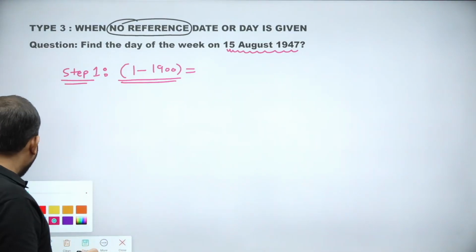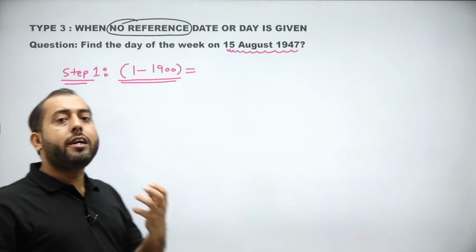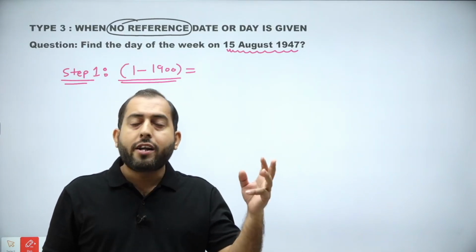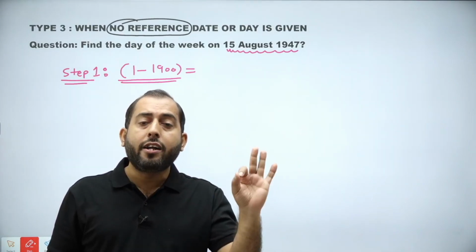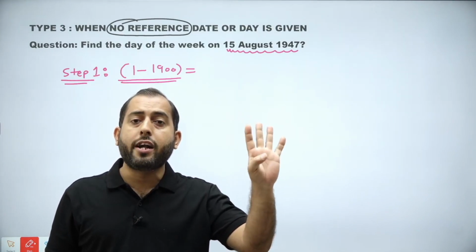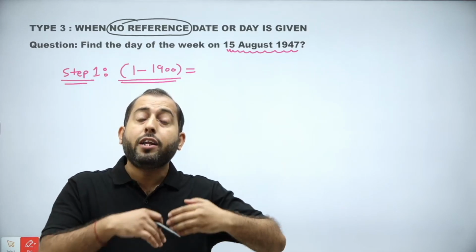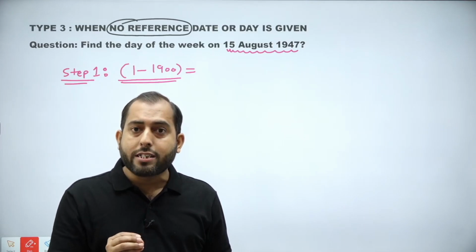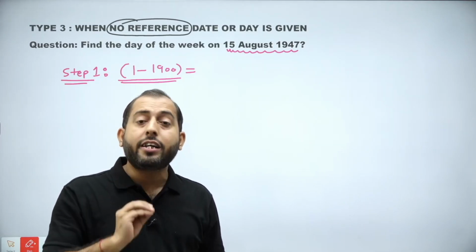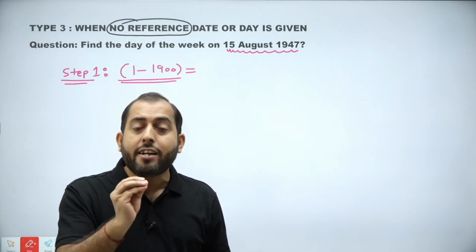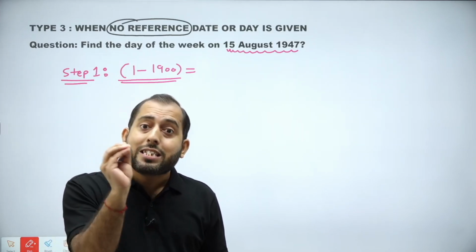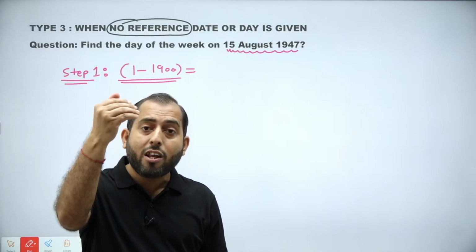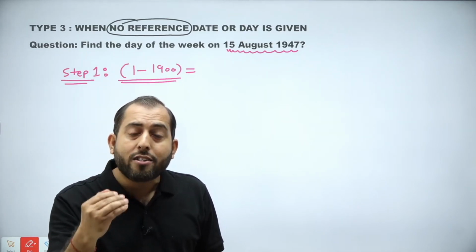Now, I know in 100 years the number of odd days is 5. In 200 years, the number of odd days is 3. In 300 years, it is 1. In 400 years, it is 0. In 800 years, 0. In 1200 years, 0. In 1600 years, 0. In 1700, it is 5. So this cycle of 5, 3, 1, 0 will repeat.